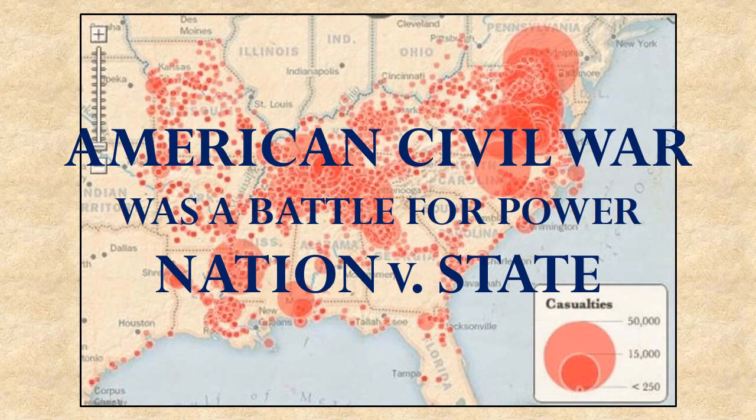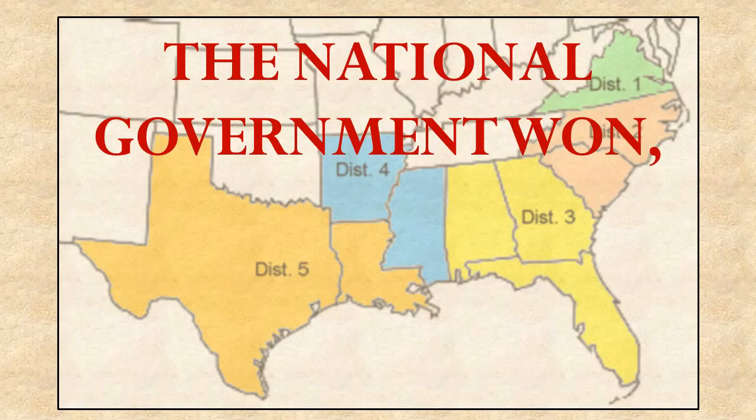So in that sense, the American Civil War was really a violent battle between the national government and the states over who would control certain elements of governmental power. These were elements that had traditionally resided in the states, and now the national government was asserting its authority, its power, to take over these issues and make them national issues instead.